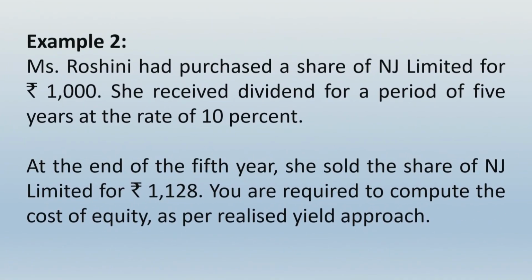Miss Roshni had purchased a share of NJ Limited for rupees 1000. She received dividend for a period of 5 years at the rate of 10%. At the end of the 5th year, she sold the share of NJ Limited for rupees 1128. You are required to compute the cost of equity as per the realized yield approach.